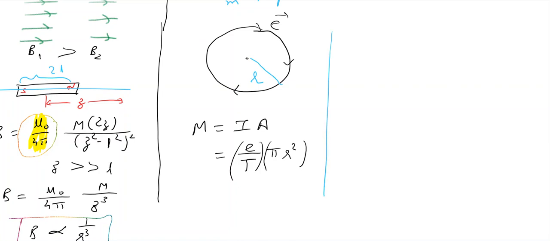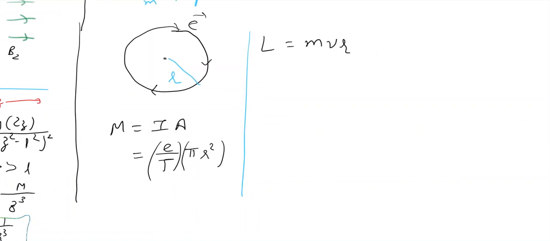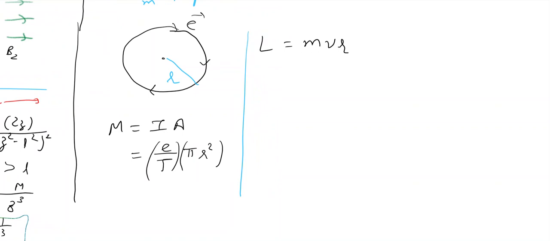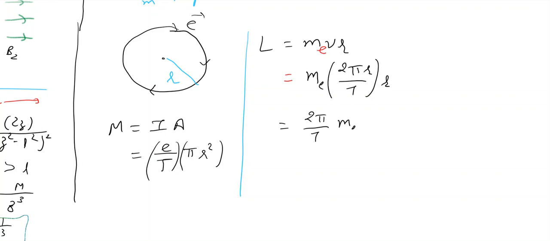Now what if I define angular momentum of the electron? I hope you remember angular momentum is nothing but mvr. So m is mass of electron. Let me mention it as me because m is used for pole strength also. So how do we define velocity of the electron? It is distance upon time, that is 2 pi r by T into r. So I have 2 pi by T me r square. This is the angular momentum.